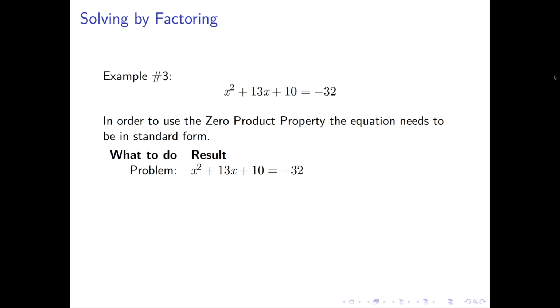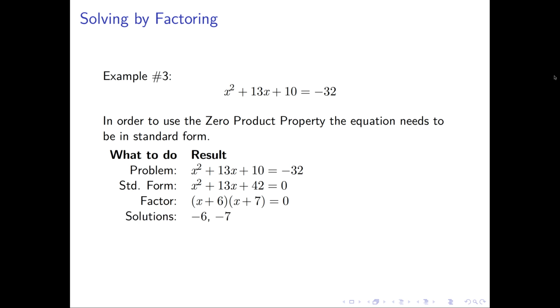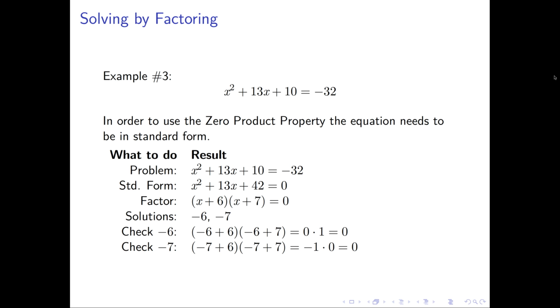Next, this problem. Now notice that it is not quite in the right form. We need to write this so that the right-hand side of the equation is 0. So we will need to add 32 to each side to put the equation in standard form for a quadratic equation. And then we can factor to x plus 6 times x plus 7. And we can find the solutions easily as negative 6 and negative 7. And then we can check the solutions as we did before to see that both of them work.